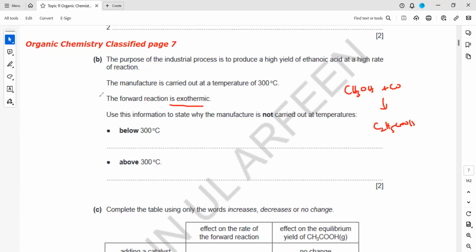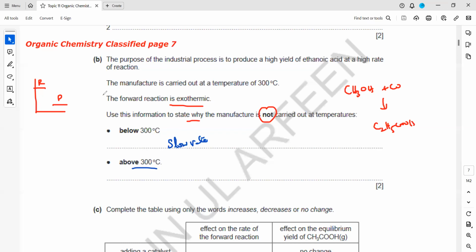The forward reaction is exothermic. If you have an exothermic reaction, reactants have high energy and the product has low energy. Use the information to state why the manufacturer does not carry out this reaction below 300. Why is it not done below 300? Slow rate. If the temperature was below 300, the rate will be slow.